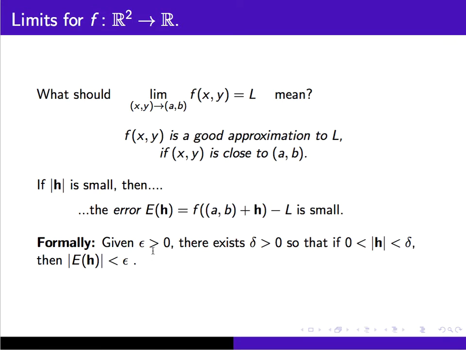So epsilon here is representing how big we're going to allow the error to be, and we're going to say that the error is less than that number epsilon, so long as we don't move more than delta away from the point (a,b).